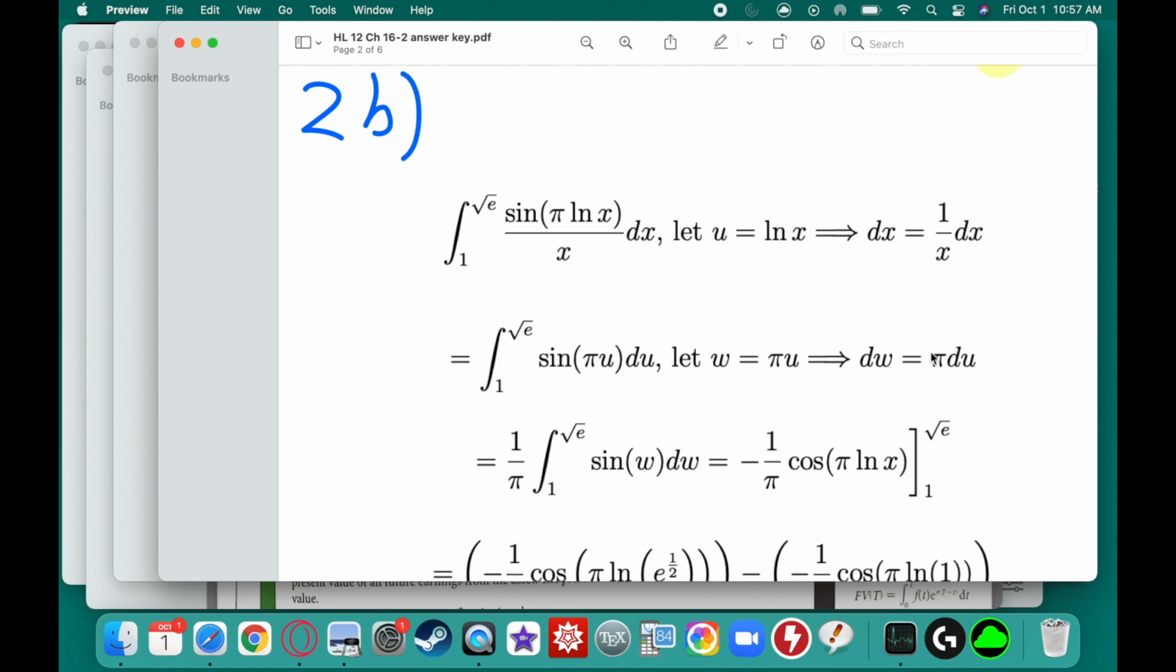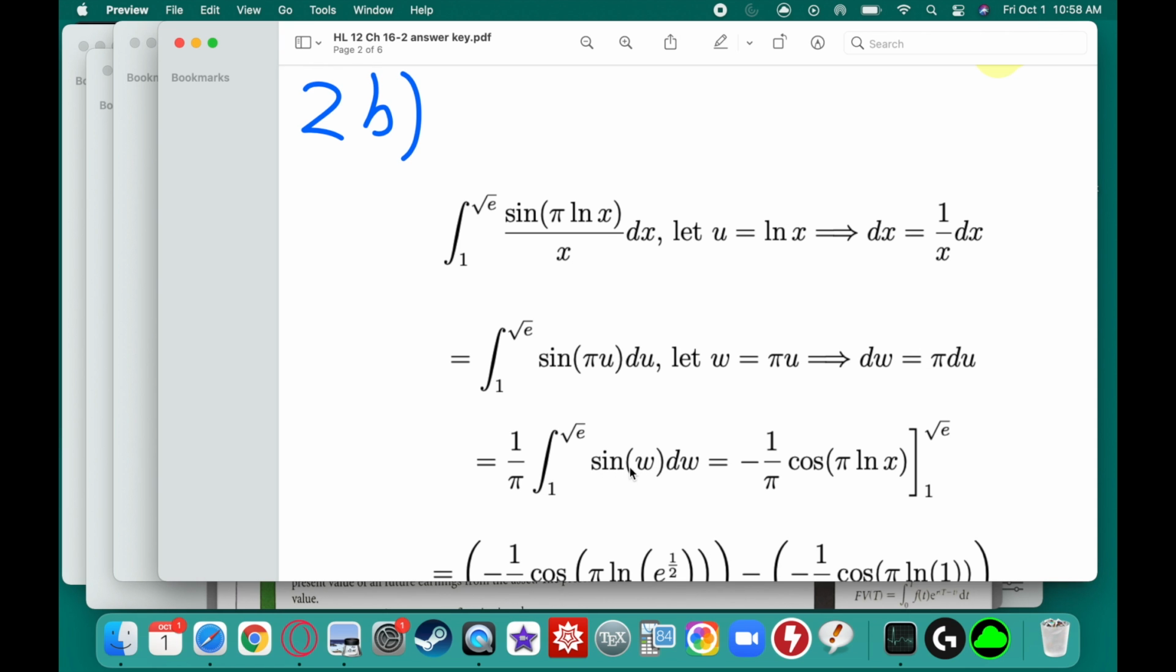All right, well, in order to get pi du on the outside here, I have to multiply by 1 over pi, because it'll be 1 over pi times pi du. So I have 1 over pi times pi du. So that's where this 1 over pi comes from. Pi u is going to turn into w, and that's happy times.